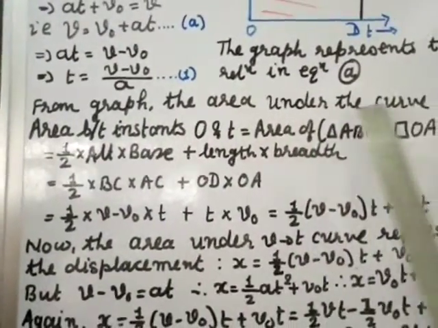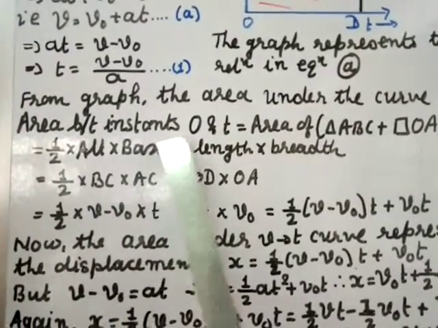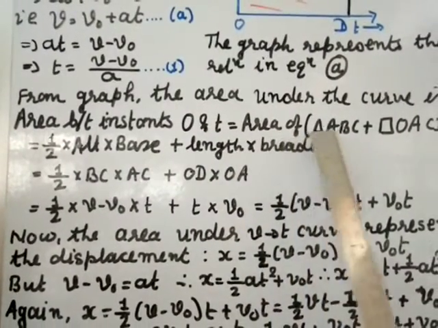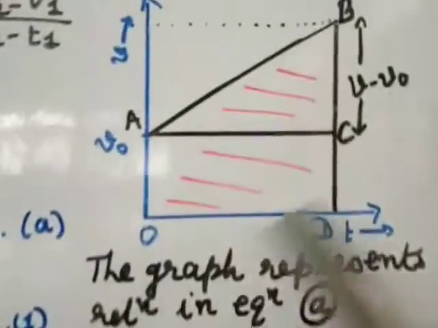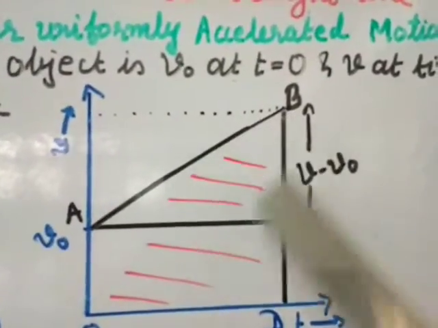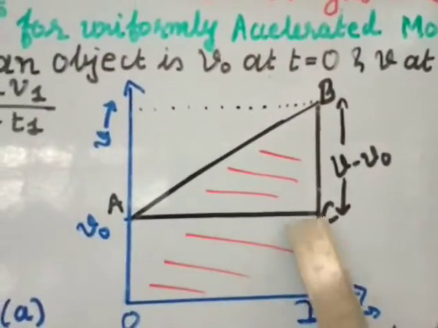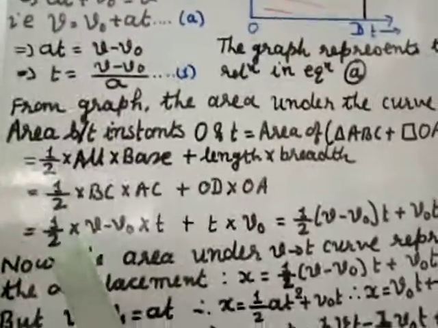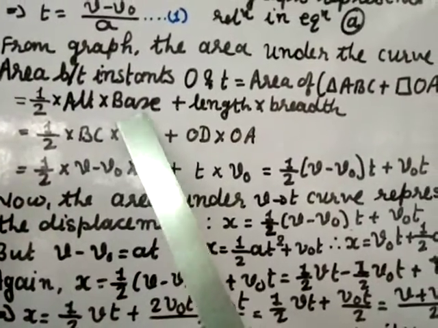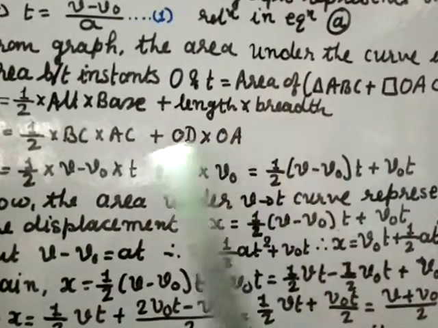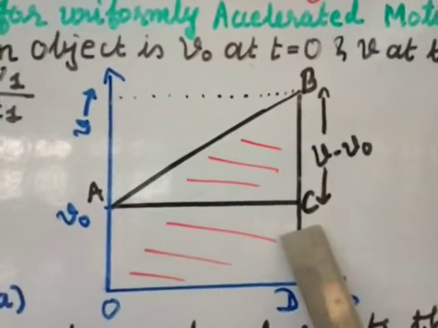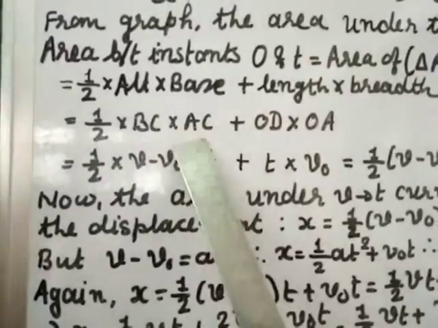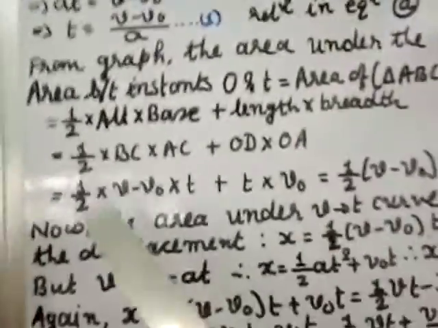From graph, the area under the curve between instants 0 and t is equal to area of triangle ABC plus rectangle OACD. So this is area under the curve. You can see here triangle A, B and C, and this is a rectangle A, C, D and O. Now we know area of the triangle is half altitude into base, and area of the rectangle is length into breadth. So here altitude from the graph is BC and base is AC. So I have written half BC into AC, and the length you are taking as OD and the breadth you are taking as OA. Now let us put the value.